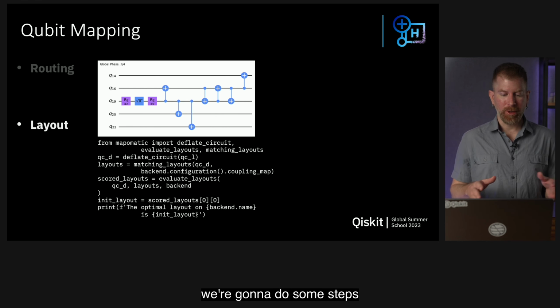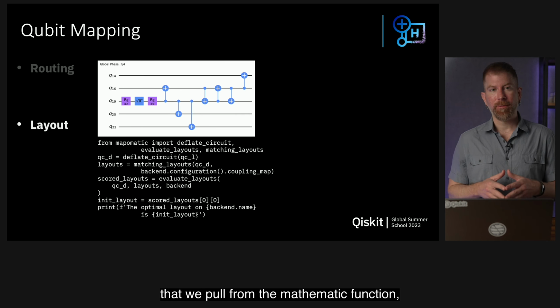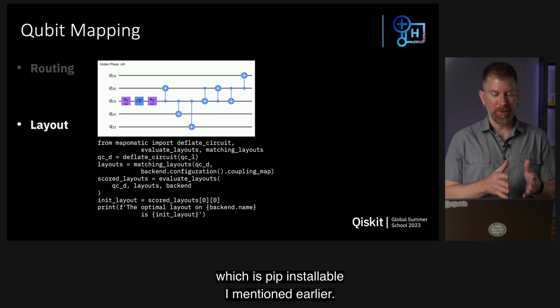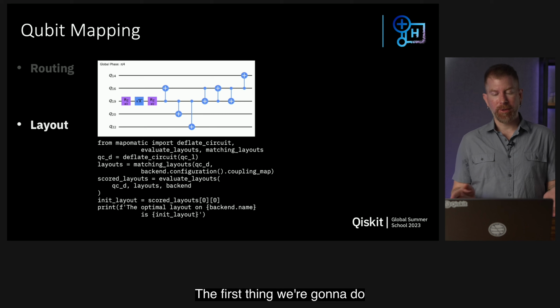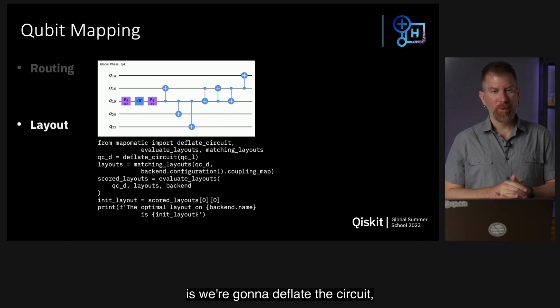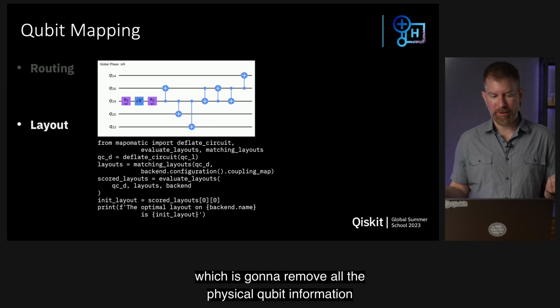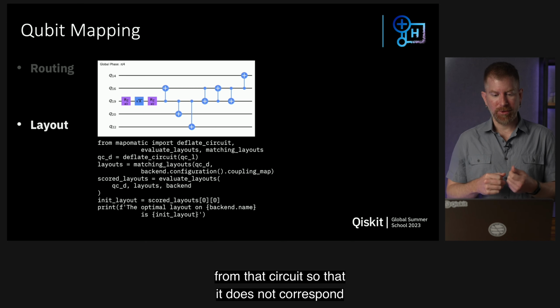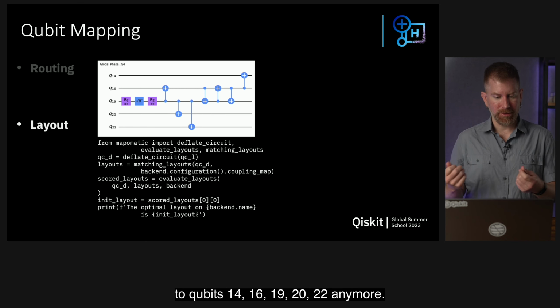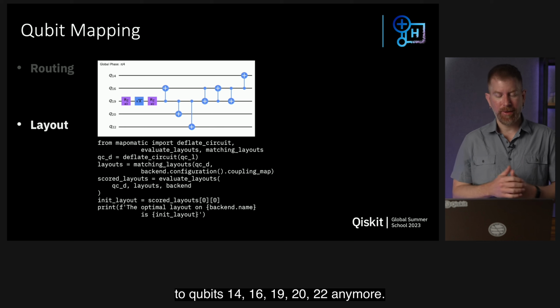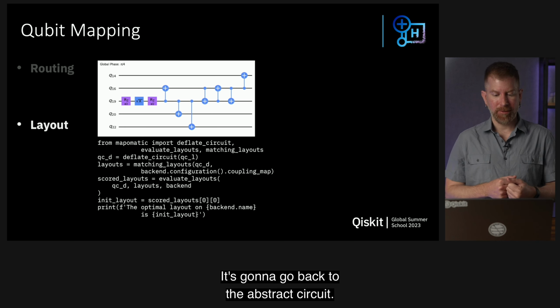So in order to do that, we're going to do some steps that we pull from the Map-O-Matic function, which is pip installable, as I mentioned earlier. The first thing we're going to do is deflate the circuit, which is going to remove all the physical qubit information from that circuit so that it does not correspond to qubits 14, 16, 19, 20, 22 anymore. It's going to go back to the abstract circuit.